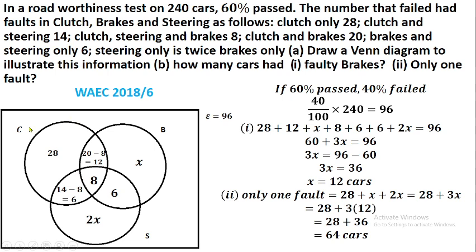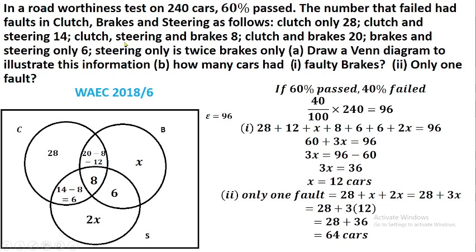So after you might have drawn a circle for clutch, a circle for brake, another circle for steering, then you put your clutch on the 28. Then clutch and steering, they say 14, but we are not told that it's clutch and steering only, so we leave it down for now, leave that one.